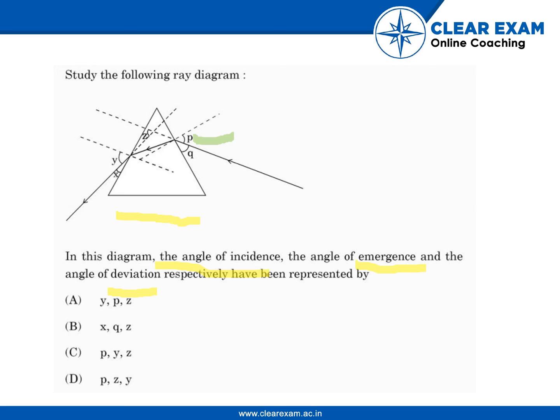Angle of emergence is the angle formed by the emerging ray and the perpendicular drawn on that surface. Therefore, angle of emergence can be represented by Y.